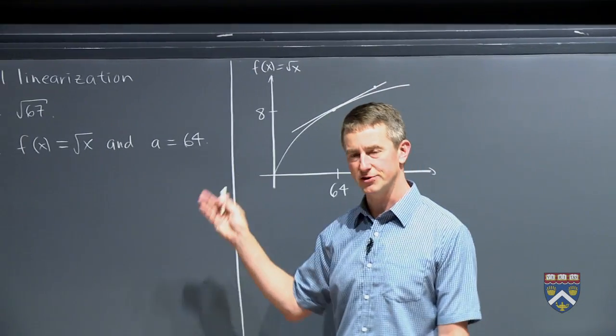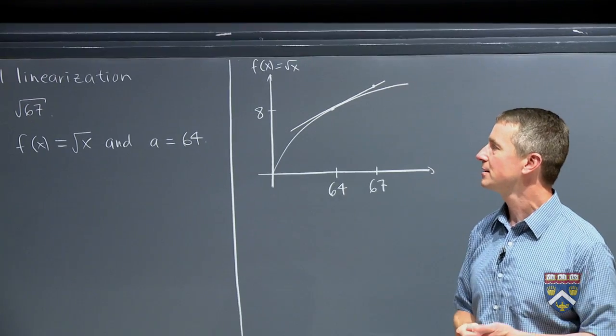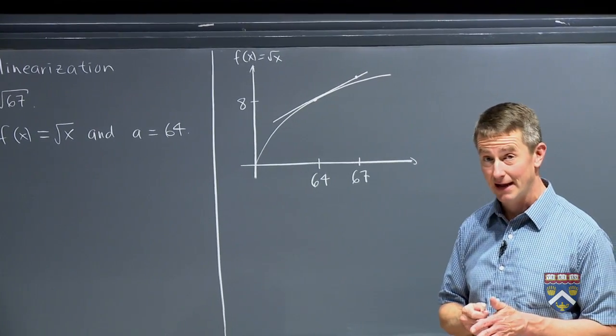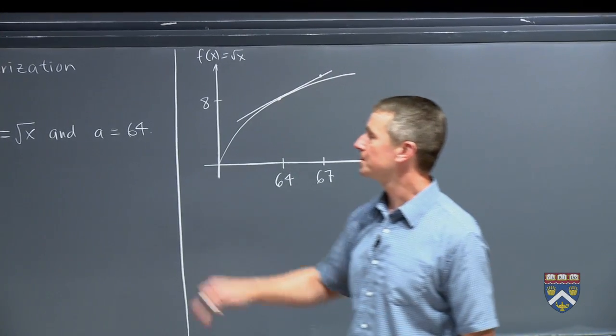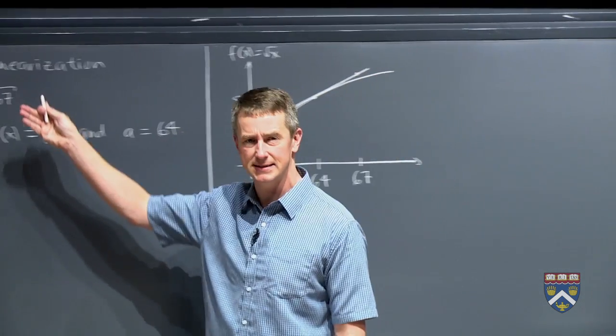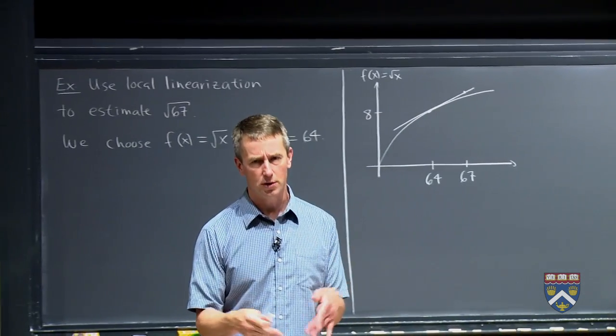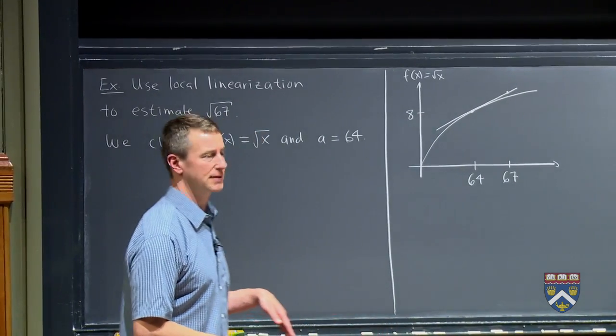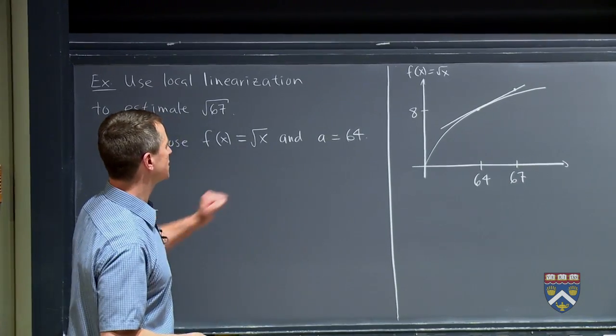Now, there are other places we could have chosen for a. You could have chosen a to be 49. That's a perfect square, 36. But this is the one that's closest to 67. So that's the one that's most local. So that's the one that will give us the best approximation. So that's our function f of x.